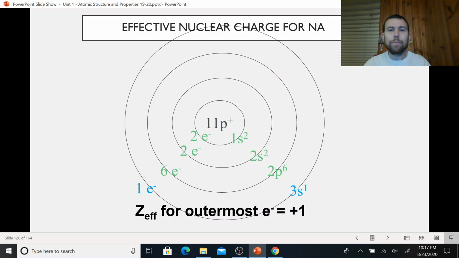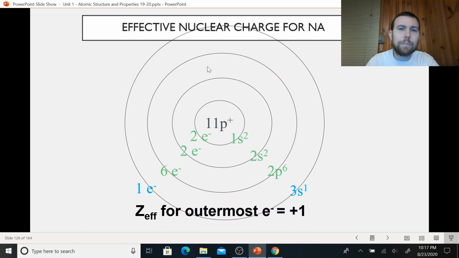Now, again, we've already looked at this, right? But how we got to this: the electron configurations that are in green correspond to our core electrons, and then our blue electron in our 3s orbital is going to be our valence electron. So it has one valence electron, 11 protons, 10 core electrons, so Z effective is going to be +1.